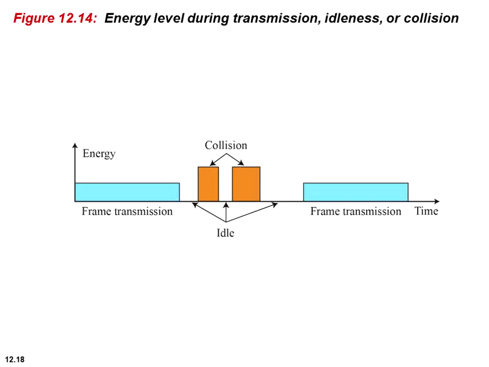This figure shows the energy level, which is during transmission and idleness or collision. So we can say that the level of energy in a channel can have 3 values. Either it can be 0, or it can be normal, or it can be abnormal. So at the 0 level, the channel is idle. At the normal level, a station has successfully captured the channel and is sending its frame. And at the abnormal level, there is a collision and the level of energy is twice the normal level.